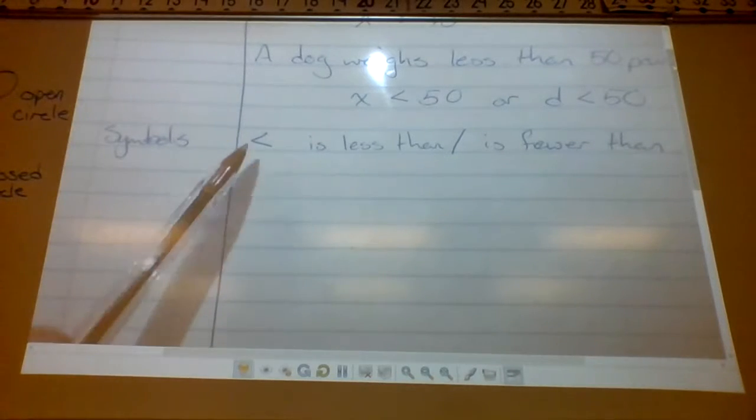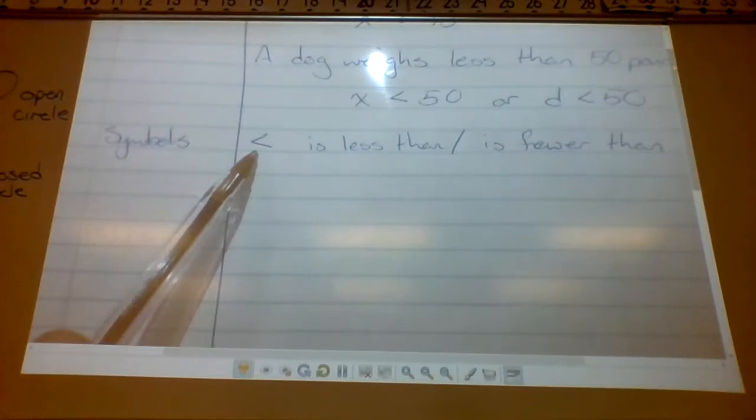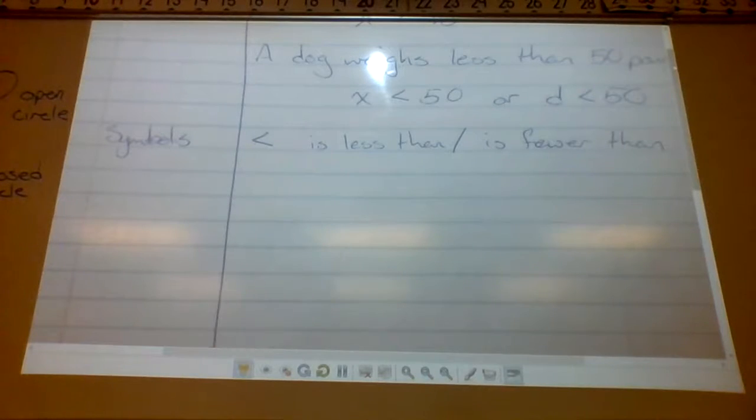This symbol right here, we refer to as is less than. Another wording is fewer than.